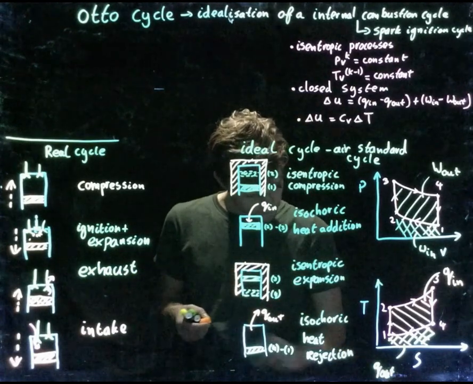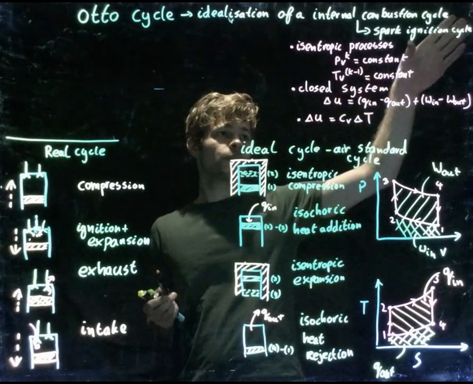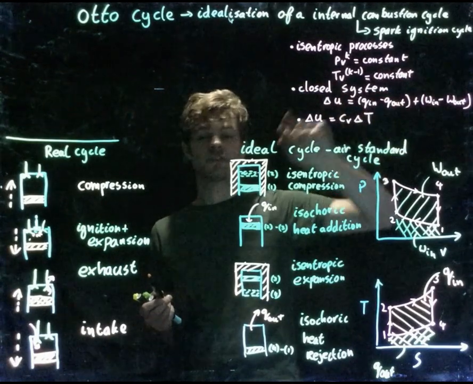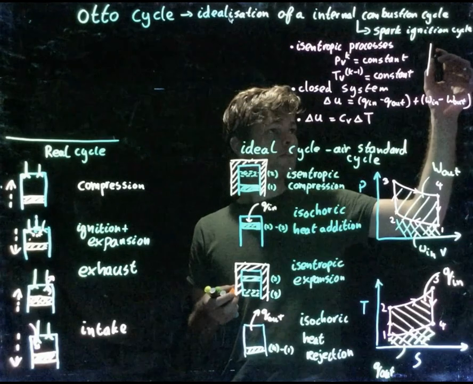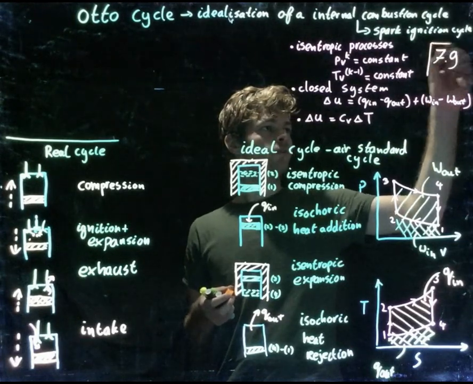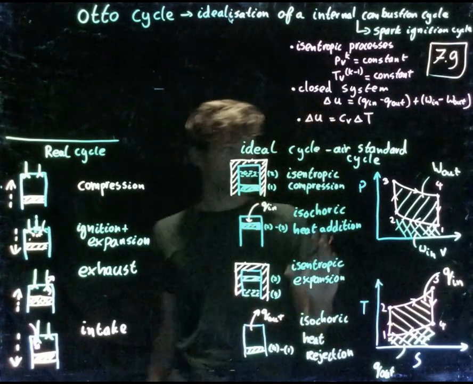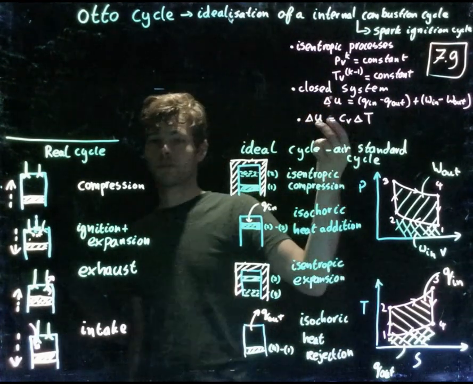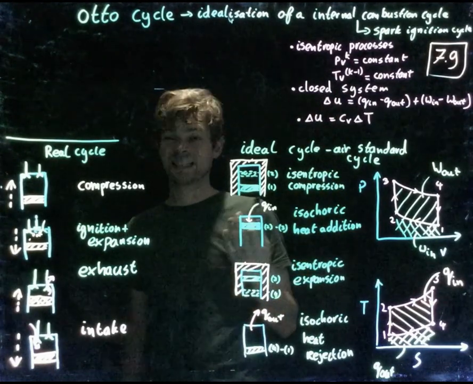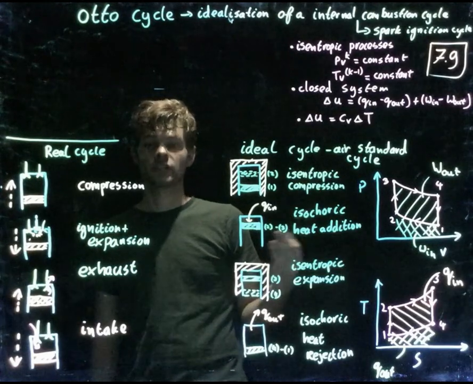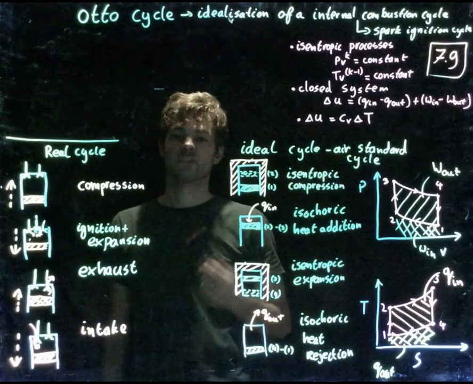And these are the assumptions I need to make. Some processes are isentropic, and I will need these relations later on. You can find them actually in paragraph 7.9 of the book. And I need the assumption from one of the first lectures about closed systems and energy balance, neglecting potential and kinetic energy, so changes in kinetic and potential energy, and I need to know what my difference in internal energy is.